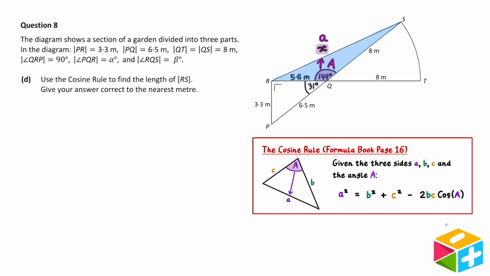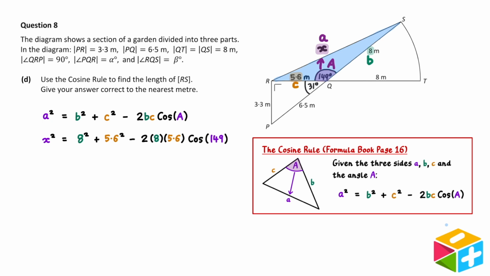Here I'll label b as the side which is 8 meters long and c as the side which is 5.6 meters long. Now that we've identified the values for all our letters, let's go ahead and sub into the statement of the cosine rule.